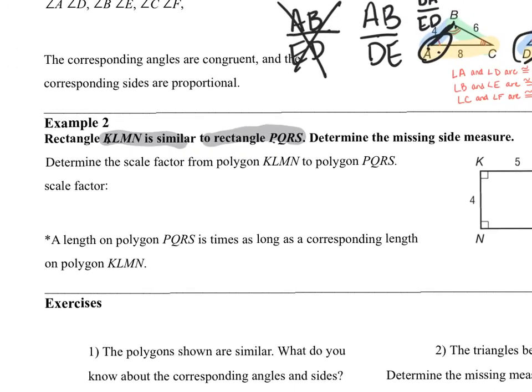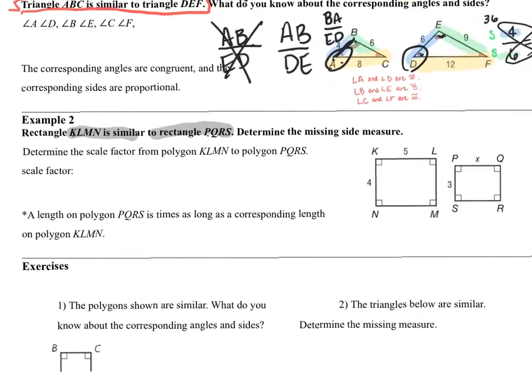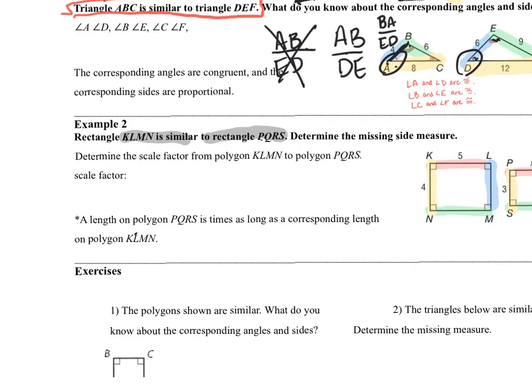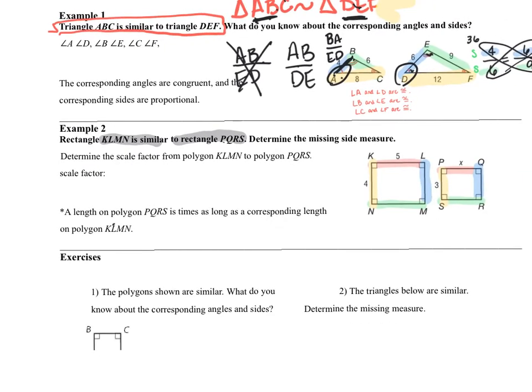Okay, it says determine the missing measure. So we're going to look right here. I'm going to color the sides. And I'm going to say KL to PQ, LM to QR, MN to RS, and NK to SP. Okay, so determine the scale factor from a polygon. Okay, so we're going to find that missing side first.